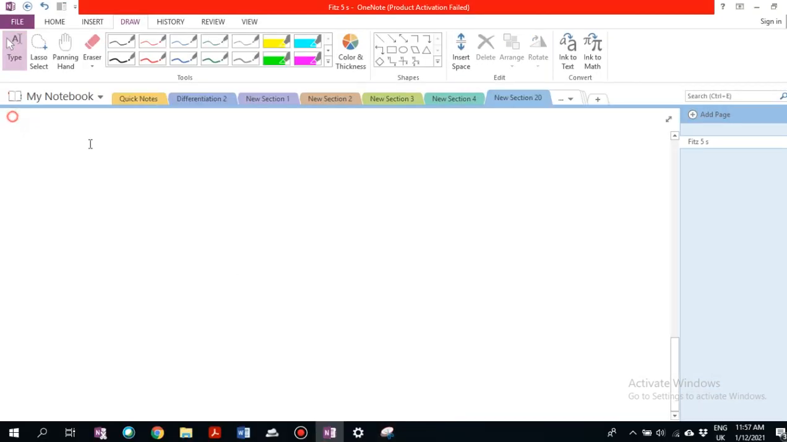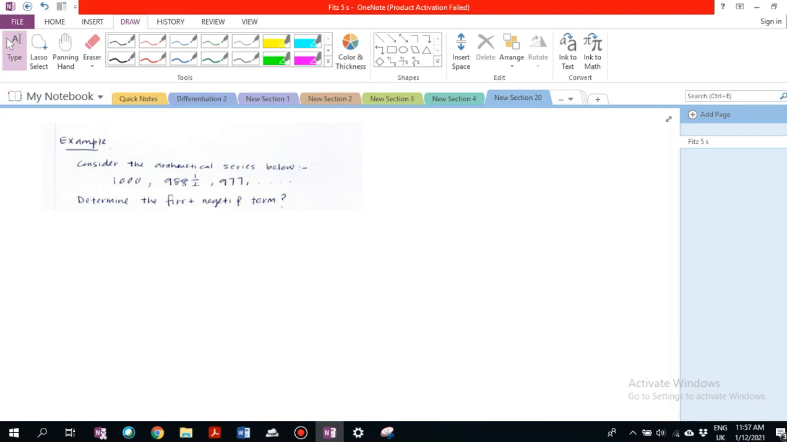This is an example: consider the arithmetic series below. So we have 1000, 988 1/2 and 977. Determine the first negative term. The first negative term. So we have to find the n. Okay, the first negative term.